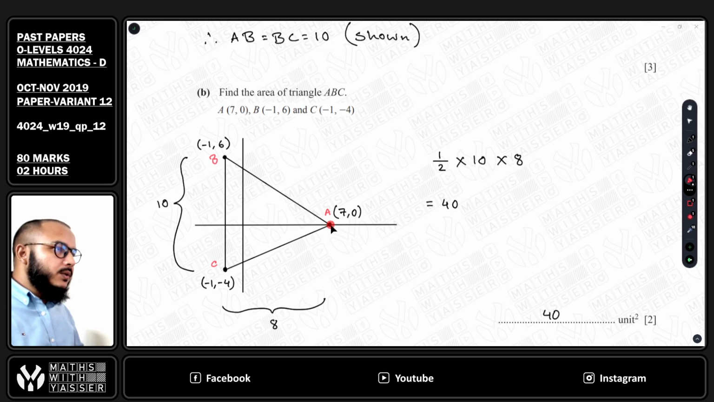Now we can use the formula of the triangle, which is half times base times height. So for this triangle, I'm considering the base to be BC and the height is 8 because from the origin we have 7 units to the right and 1 unit to the left. So combinedly we have 8 units as the height of the triangle. So that will be half times 10 times 8, which is 40.